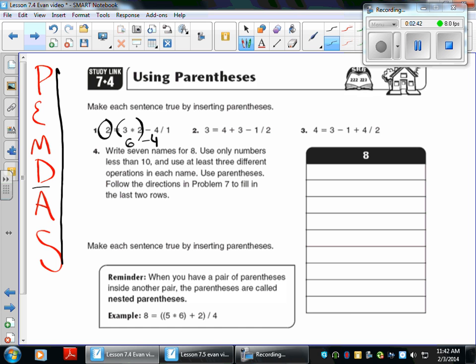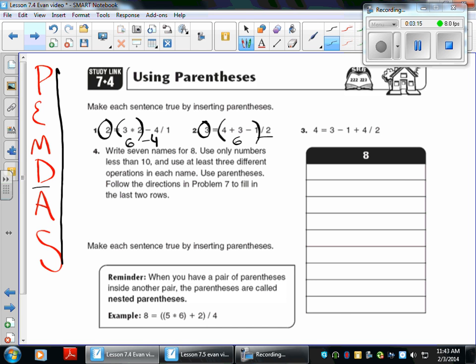3. Parentheses, when I'm looking at this problem, doesn't only have to go around 2 numbers. In the first problem, we had 3 times 2. It can go around more than that. So if I look at this problem, I can see if I put parentheses around the 4 plus 3 minus 1, 4 plus 3 gives me 7. Minus 1 gives me 6. 6 divided by 2 gives me an answer of 3. So you can have more than 2 numbers in your parentheses. In this case, to make this problem true, I had to put parentheses around 4 plus 3 minus 1.